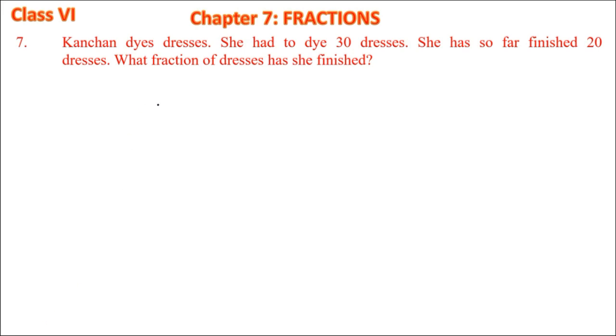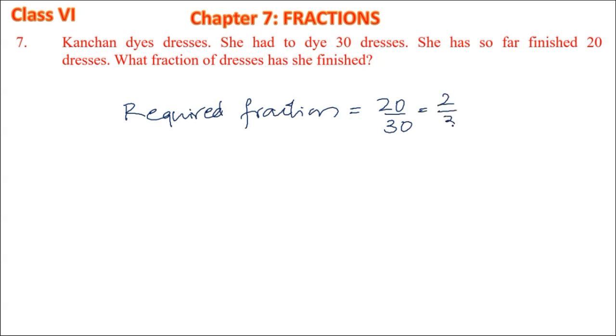Kanchan dyes dresses. She had to dye 30 dresses. She has so far finished 20 dresses. What fraction of dresses has she finished? Here the total number of dresses Kanchan has to dye is 30 dresses. The number of dresses she had already finished is 20 dresses. So the required fraction is 20 upon 30, which is 2 by 3.